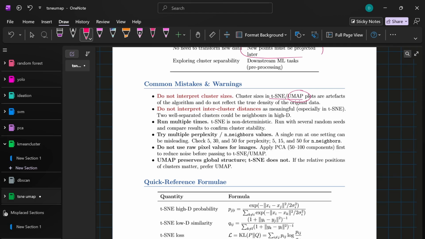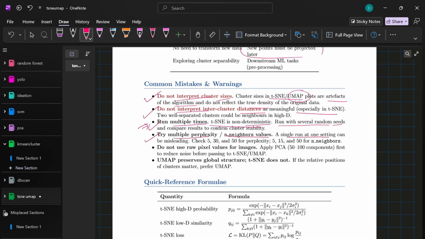Common mistakes are, first of all, don't interpret cluster size. These are algorithm artifacts, not the true density of the data. Secondly, don't read into the intercluster distance, especially in t-SNE. Third, don't run t-SNE just once, it's not deterministic. Run multiple seeds and compare.